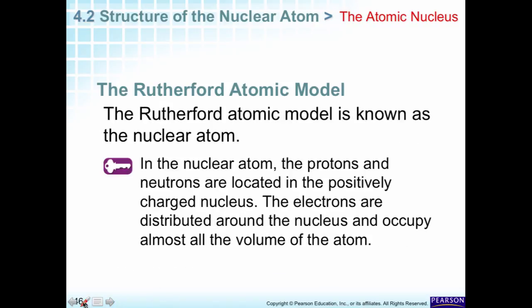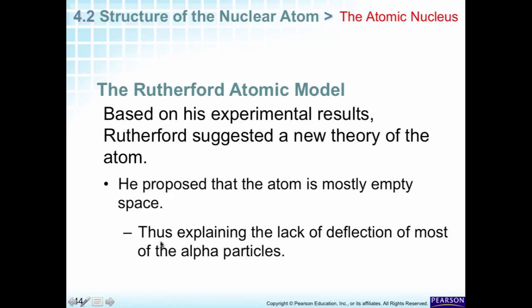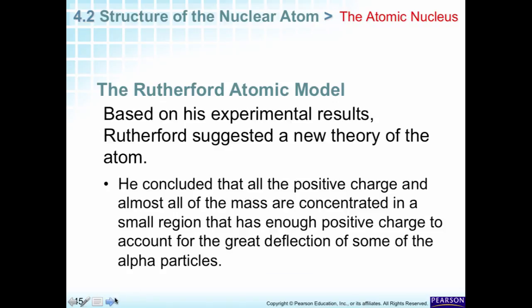And somewhere in this atom, and that's why the lack of deflection of most of the alpha particles, they went right through. That's what they thought. However, the ones that bounced back were very few, about 1 in every 8,000, flipped back.